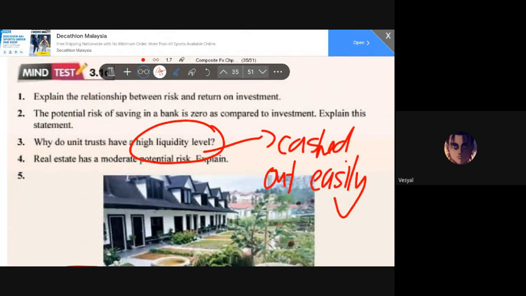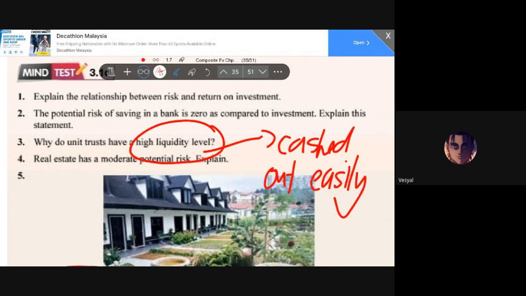You typed already. Potential risk of saving in bank is zero as compared to investment. Explain. Okay. The potential risk of saving in bank is zero because in the bank there is no chance of losing money, whereas there is the risk of losing money by investment. Yeah, very good. Correct. Means you understand that table very well. Yeah. Number 2. Let me see any other suggestions.